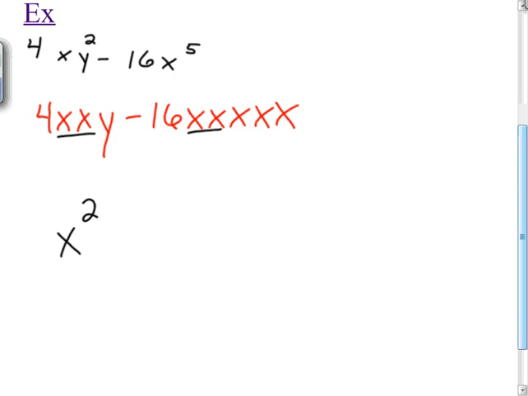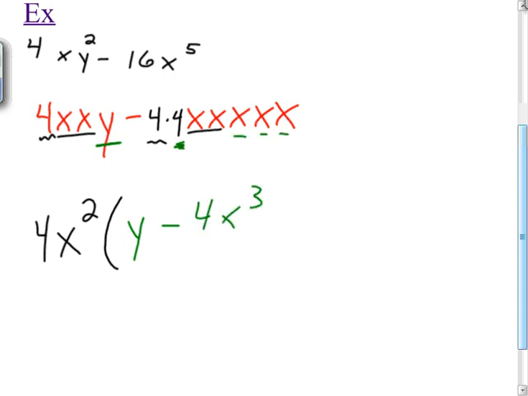So I'm going to pull out an x squared. And then instead of 16, I could rewrite that as 4 times 4, specifically because I know there's a 4 there. So then they both share a 4 as well, so I can factor out a 4x squared. So then what's left? In the first term, there's just a y, minus in the second term, there's a 4 and 3 x's, which is x cubed.